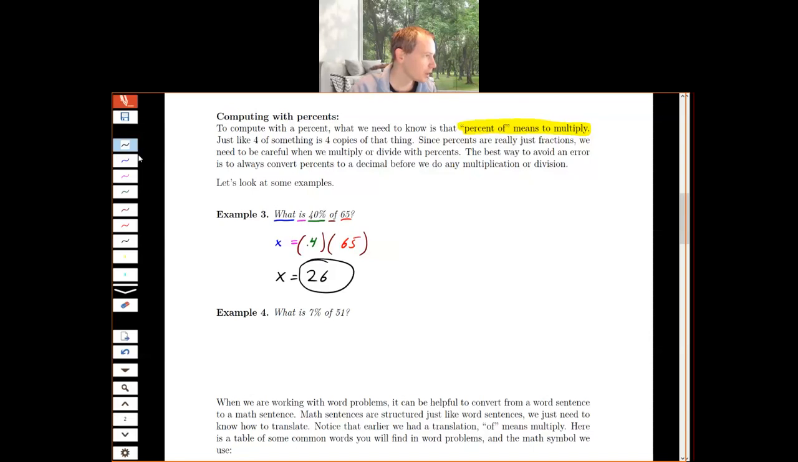Okay. So what is 7% of 51? I do the same thing. I convert it. What is my unknown is 7%. Percent of is multiply. So I'm just going to take 0.07 times 51. And I get 3.57.